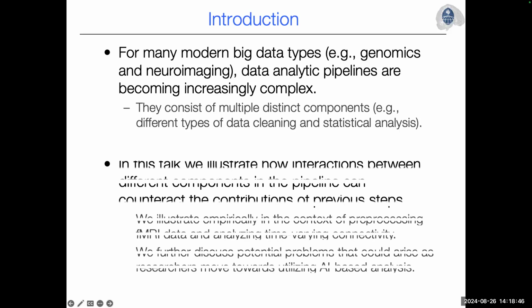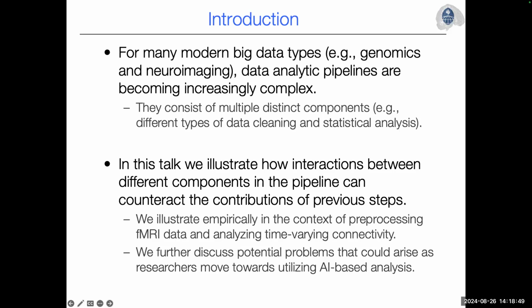And so in this talk, I want to illustrate how interactions between these different components of the pipeline can actually counteract some of the contributions of previous steps. I'm going to show you 2 examples of this. And the statistics here, I think, is pretty straightforward, but I do think it's a valuable lesson for statisticians working in these pipeline-based fields.